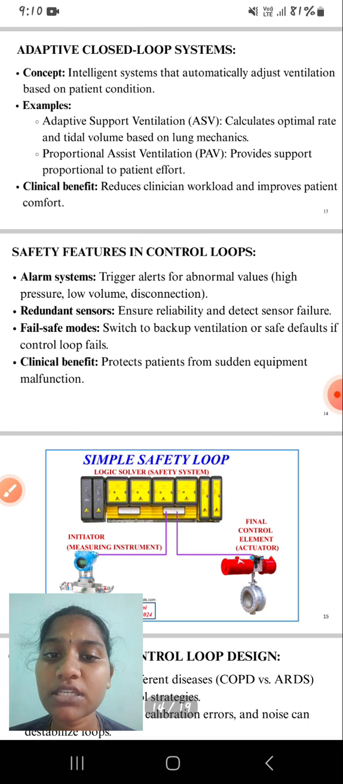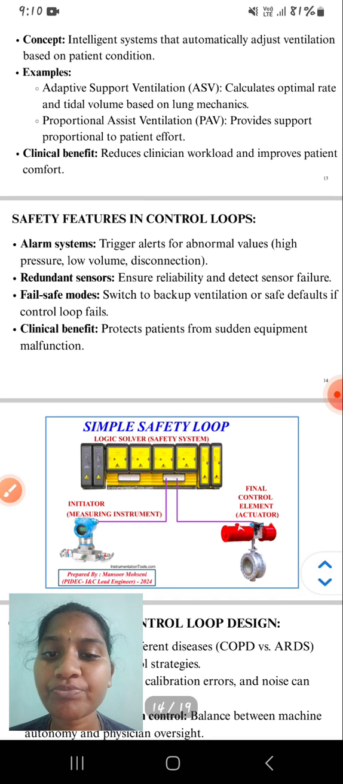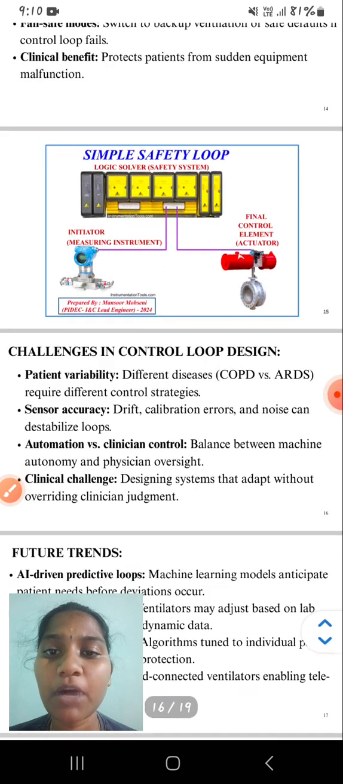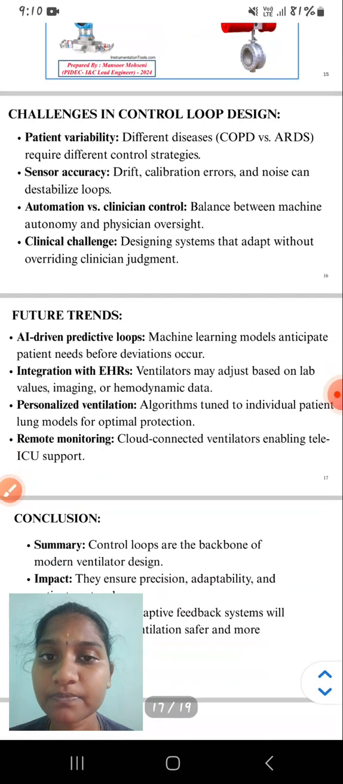Safety features in control loops. Alarm systems trigger alerts for abnormal values: high pressure, low volume, disconnection. Redundant sensors ensure reliability and detect sensor failure. Fail-safe mode switches to backup ventilation or a safe default if the control loop fails. Clinical benefit: protects the patient from sudden equipment malfunction.